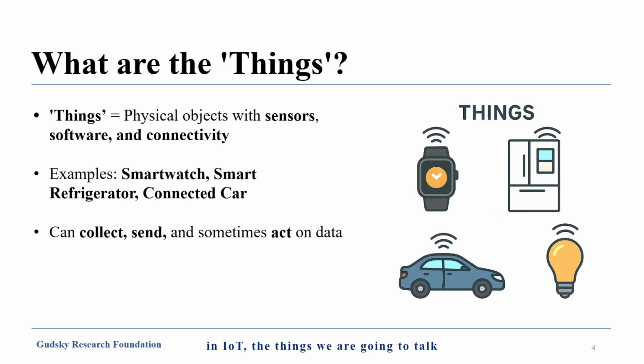Now, in IoT, the things we are going to talk about are real world physical objects like smartwatches, fridges, light bulbs, or even smart dustbins. These objects are called smart because they have sensors, some software inside, and internet connectivity. That means they can collect data like temperature, motion, or location and send it to other devices or to the cloud. Some of them even take action automatically, like a smart bulb turning on when you walk into a room.